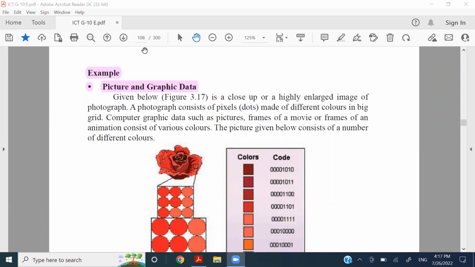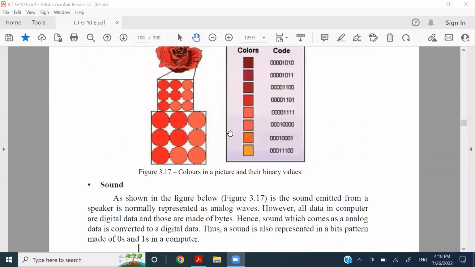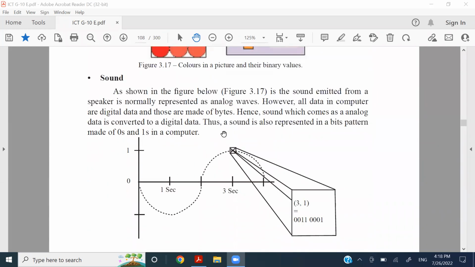Computer can use a unique Unicode. Got it? Okay. Picture of the dog. That's nice. So then comes the sound.